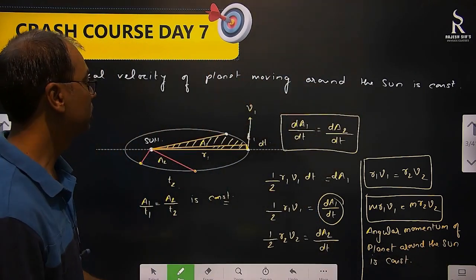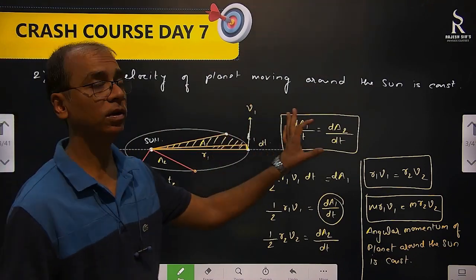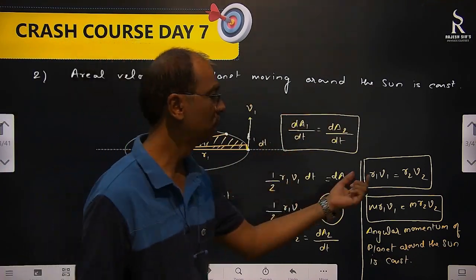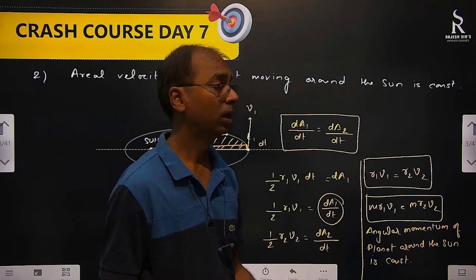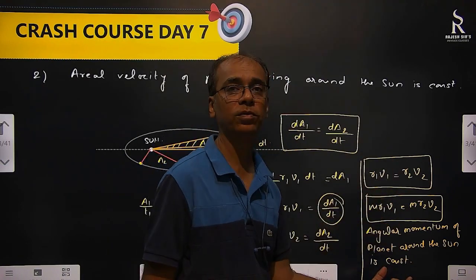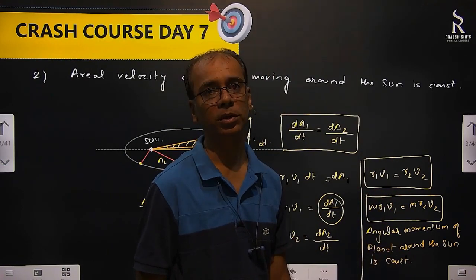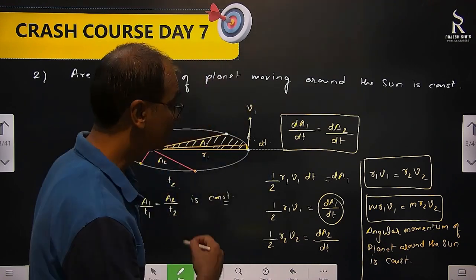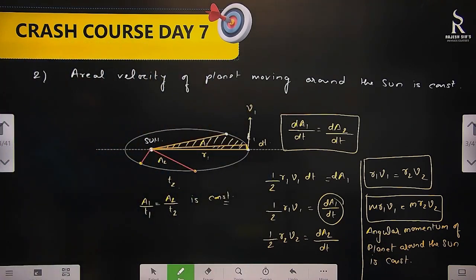Okay, so these many things come from the second law. First, areal velocity is constant. This areal velocity gives r1 v1 equals r2 v2, and this gives us, finally, conservation of angular momentum. Right, so this is the second law.